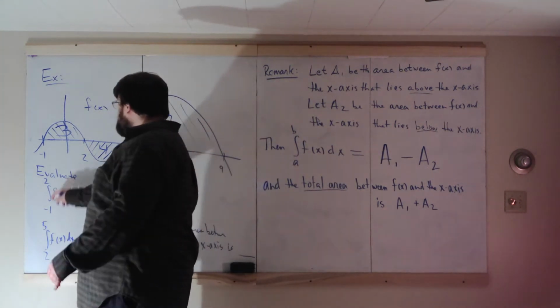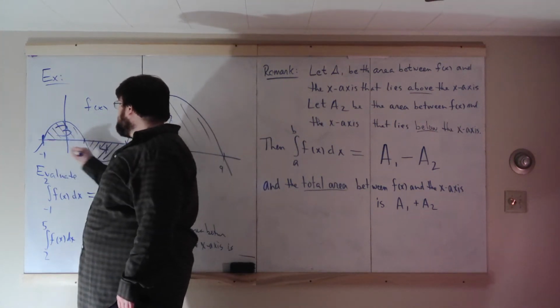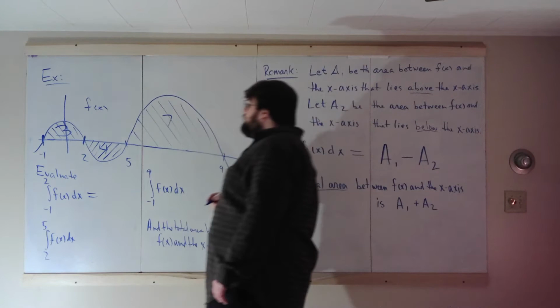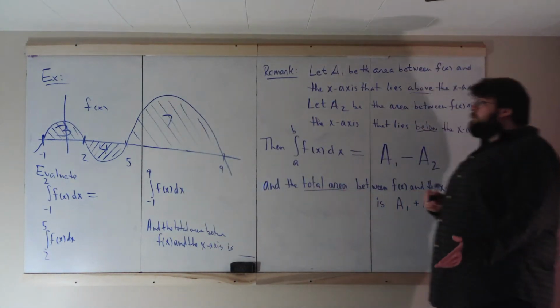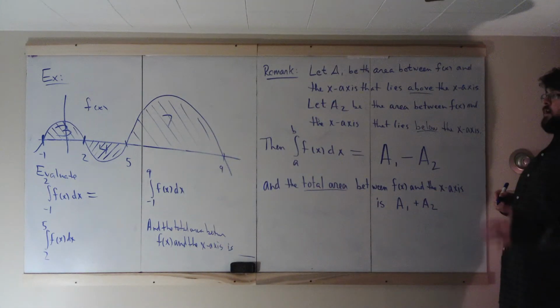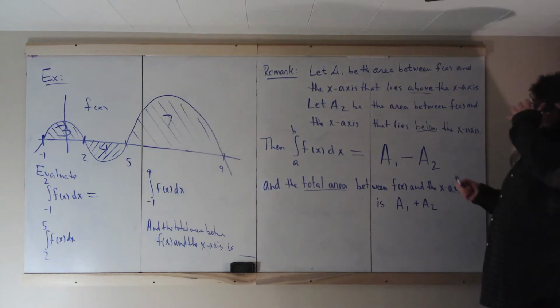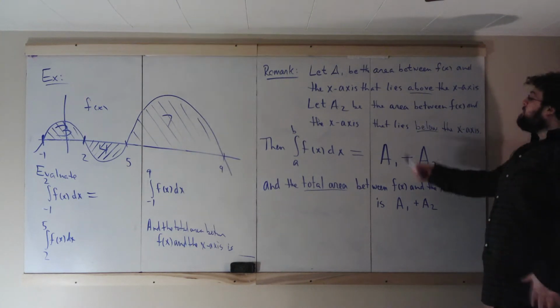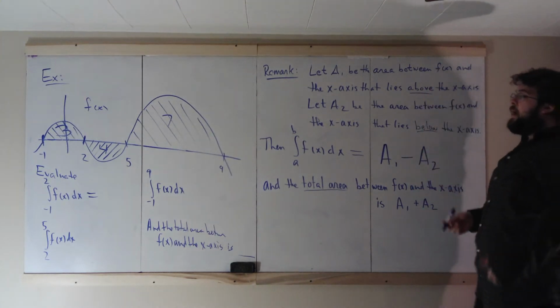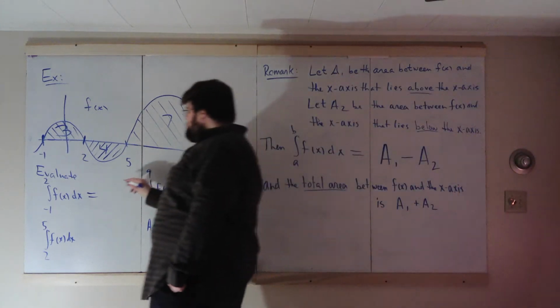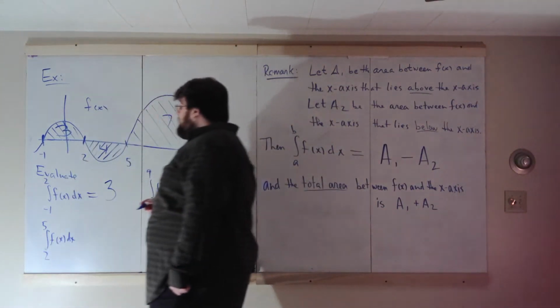Integral from -1 to 2. Well, here's -1, here's 2. The only thing there is a piece with area 3 above the x-axis. And this remark tells us that the definite integral treats that as a positive. So that's 3.